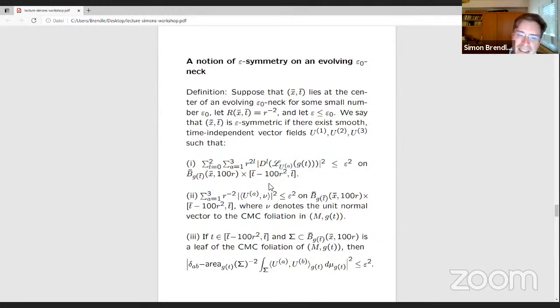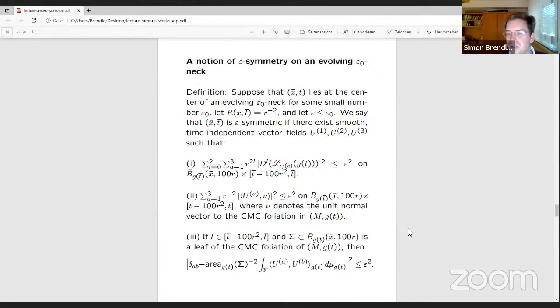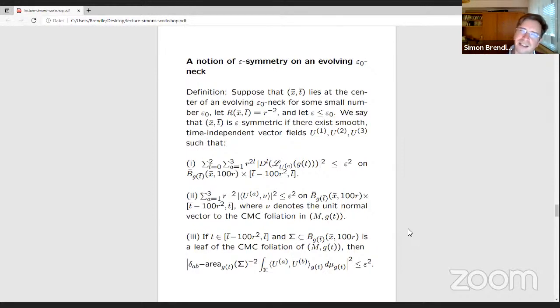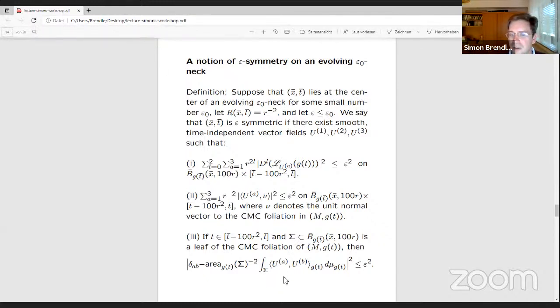And then the second condition is meant to distinguish, on the exact cylinder, the rotation vector fields from the translation. So I want these vector fields to be tangential to the CNC foliation. And then the third condition is basically a non-degeneracy condition, that I want these vector fields to be orthonormal, when restricted to one of these CNC spheres. This is just to prevent the vector fields from being trivial.